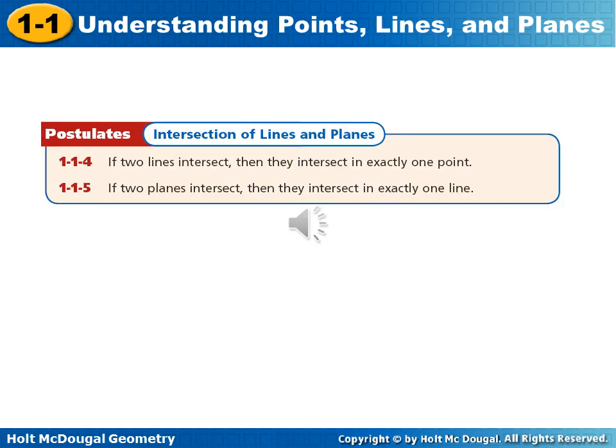So here are our postulates that go with that. For 1.1.4, if 2 lines intersect, they intersect in exactly one point. They can't be more and they can't be less. For 1.1.5, if 2 planes intersect, they intersect in one line.